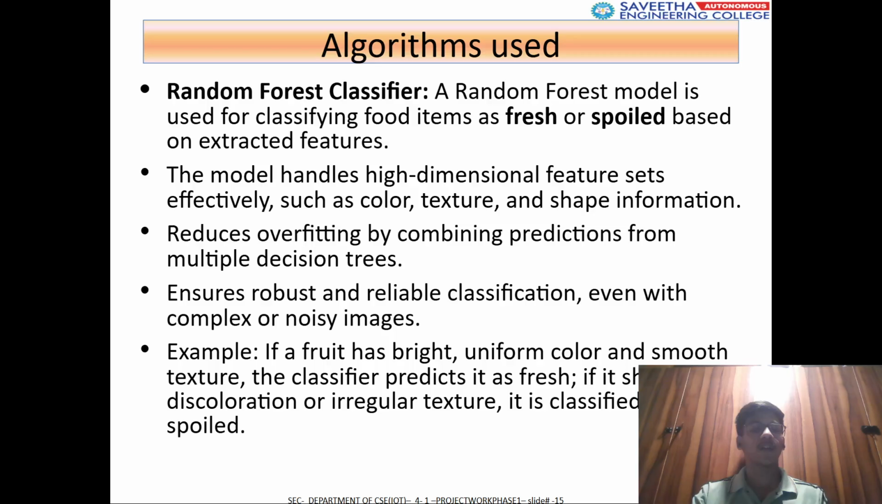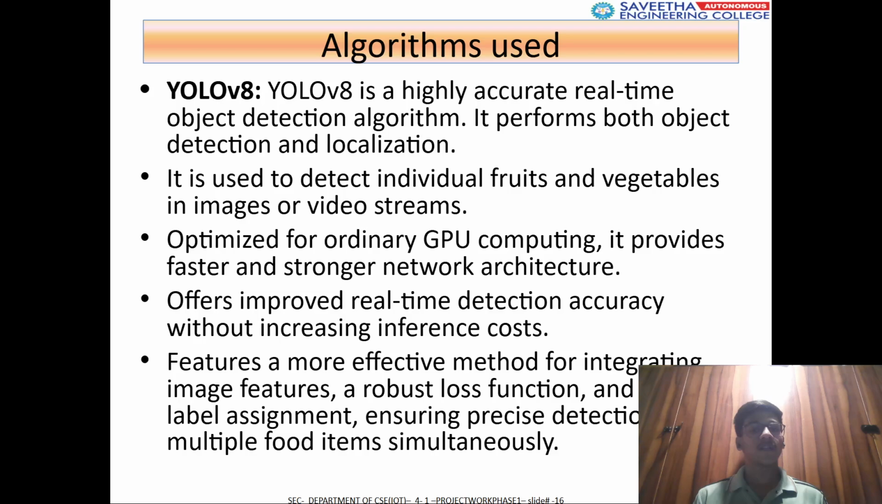And the YOLO V8 model is a highly accurate real-time object detection algorithm. It performs both object detection and localization, and it optimizes GPU computing with faster output and storage in the network architecture. It offers improved real-time detection accuracy without increasing inference cost.